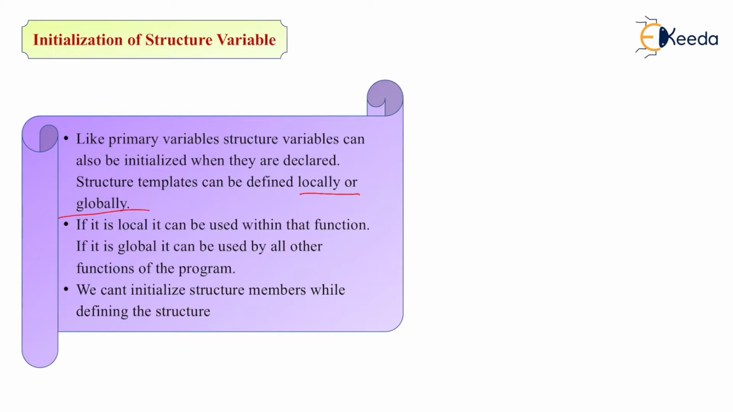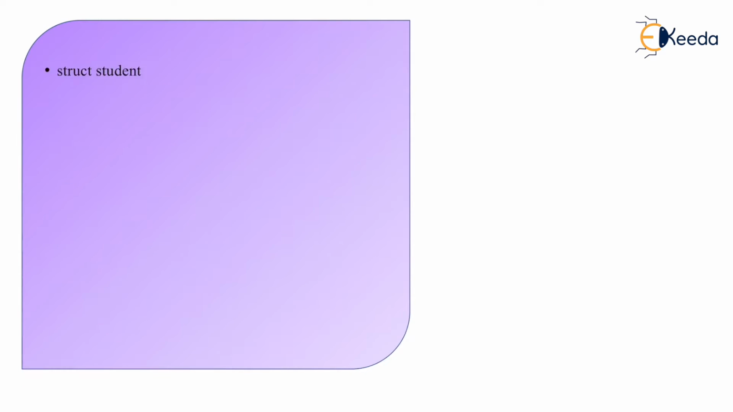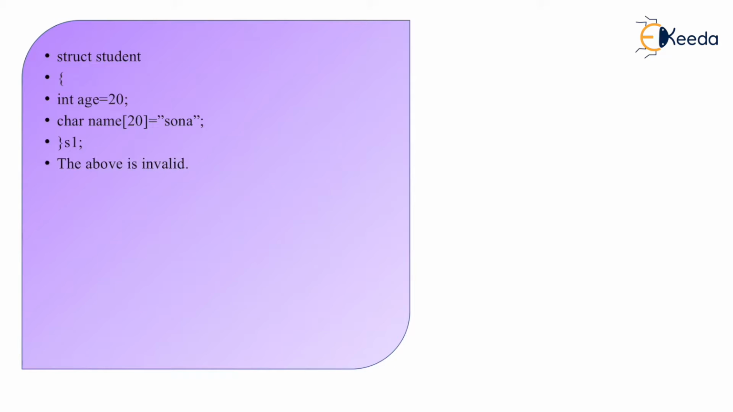We can't initialize a structure member while defining the structure. If you want to initialize a member, that is not possible inside the structure; you have to access that member using the variable name. See the example they have given. Struct student, inside that they are saying int age equal to 20, char name equal to Sona. Then I have created one variable, that is s1. The above is invalid.